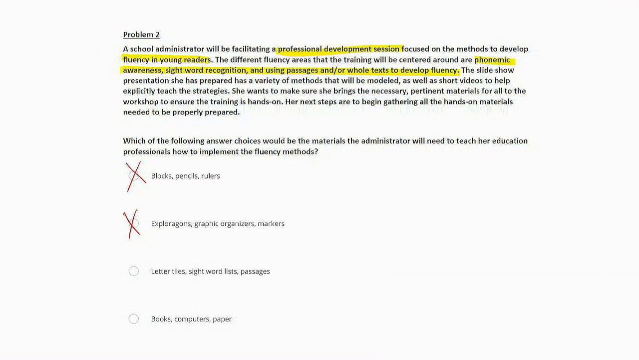In looking at option number 4, books, computers, and paper, while this may seem like it has an element for fluency, it's not as specific for us, and to make sure that we can provide those elements as well as that practice with fluency, providing us with option 3, letter tiles, sight word lists, and passages as our best answer choice.